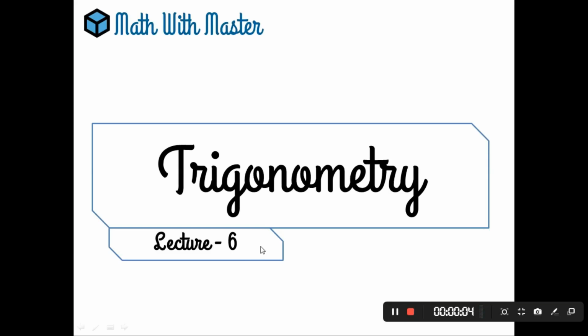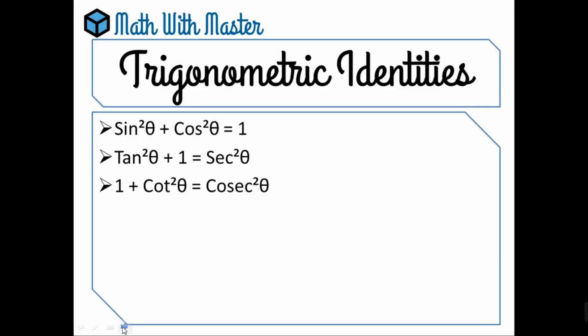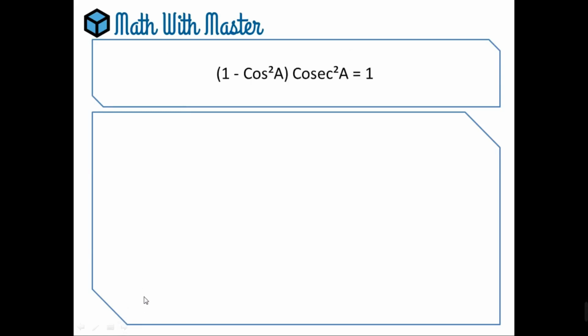Today we are going to learn trigonometry, and we have completed 5 lectures successfully. This is the 6th lecture. In the last lecture, we learnt about trigonometric identities. Sin square theta plus cos square theta is equal to 1. Tan square theta plus 1 is equal to sec square theta. 1 plus cot square theta is equal to cosec square theta. So now we will do some questions.